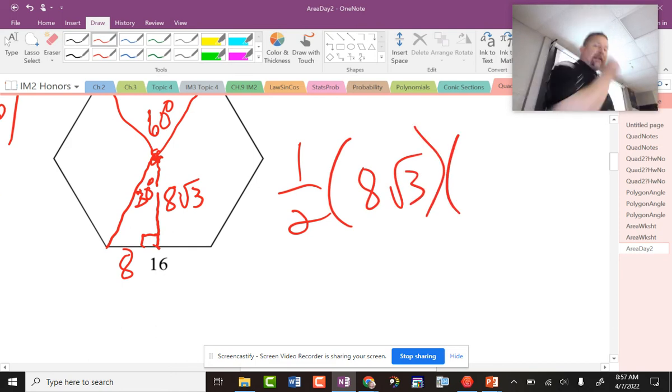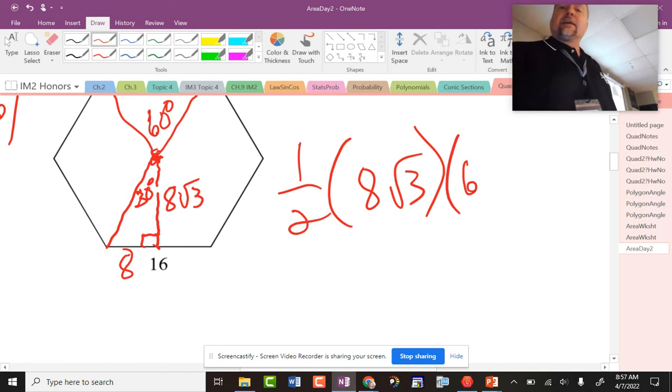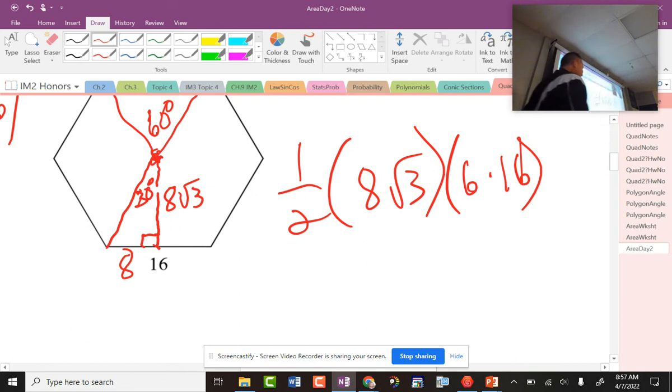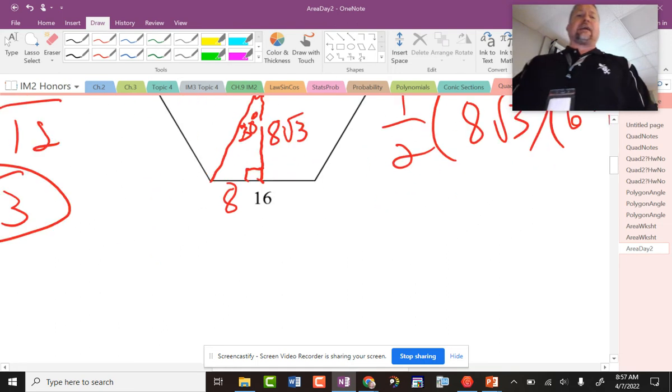All right, and then the perimeter is 6 sides that are 16 each. There's my pen again. Love it. Love you, pen. Okay. All right, so 6 times 16, and then you can go ahead and calculate. I'm not here to teach you how to type the final answer on your calculator.